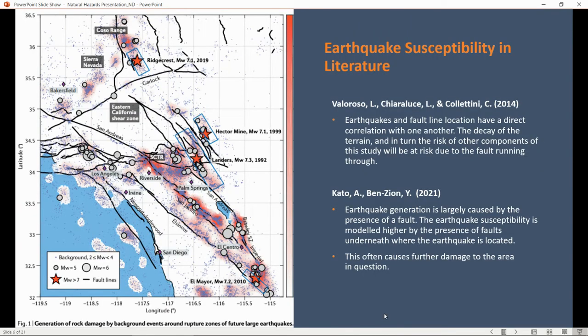It is explained by the Valoroso literature that there is a direct correlation between fault lines being present and the event of an earthquake. One is the causation of the other. This causes the decay of terrain and therefore introduces other risks as well. The study is backed up with literature by Cato and Benzion.